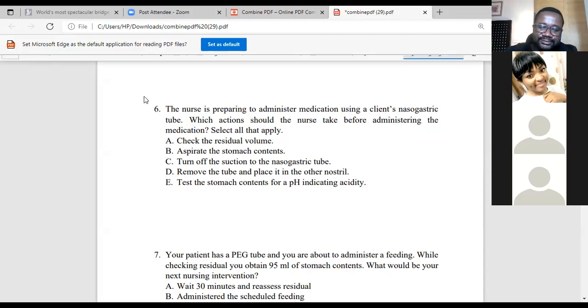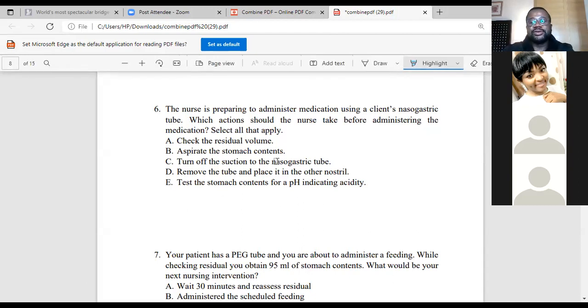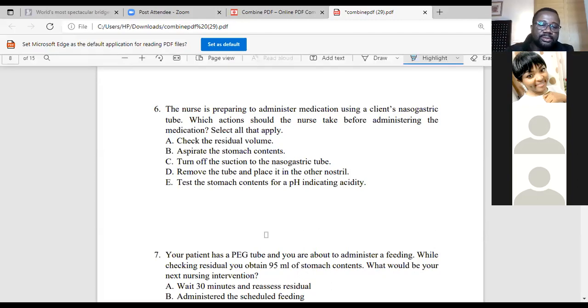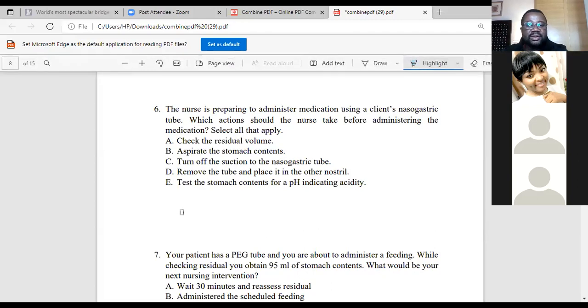Get it? Not all questions require you to choose one option. Read the instructions very well. They will tell you more than one option is correct, so you can choose 2 or 3 or more. In NCLEX, sometimes all the answers are correct. Let's proceed. The nurse is preparing to administer medication using a client's nasogastric tube. Which action should the nurse take before administering the medication?